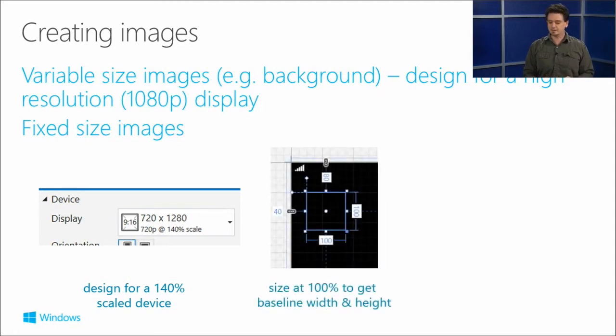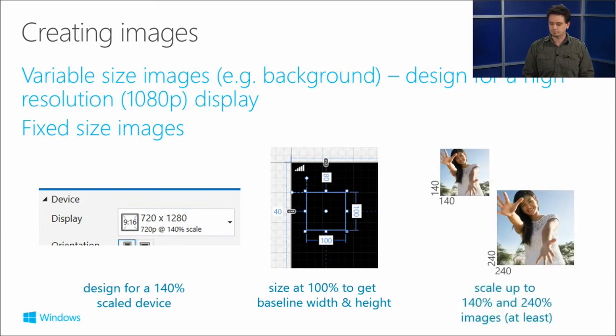If we open up our design area and we size at 100% to get our baseline width and height, we can take that number, in this case 100 pixels by 100 pixels, and we can scale it up to other images. The two image sizes we want to keep in mind are the 140 scale and then the 240 scale. That's the baseline. That's the absolute essentials that you need.